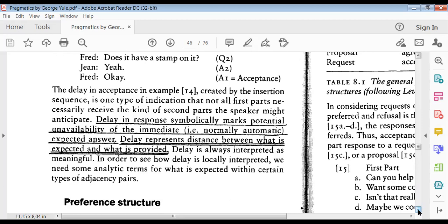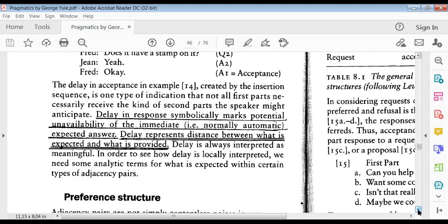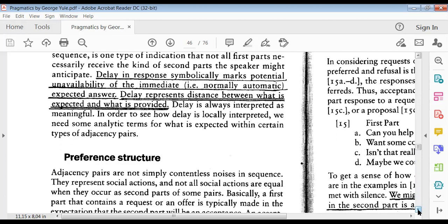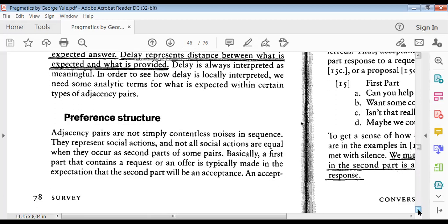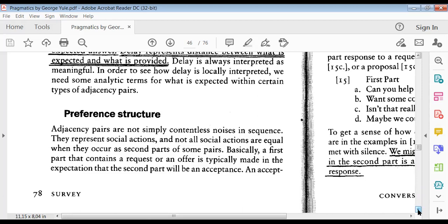In order to see how delay is locally interpreted, we need some analytic terms for what is expected within certain types of adjacency pairs. Now, preference structures, or preference structure. Adjacency pairs are not simply contentless noises in sequence. They represent social actions, and not all social actions are equal when they occur, and not all social actions are equal when they occur as second parts of some pairs. Basically, a first part that contains a request or an offer is typically made in the expectation that the second part will be an acceptance.